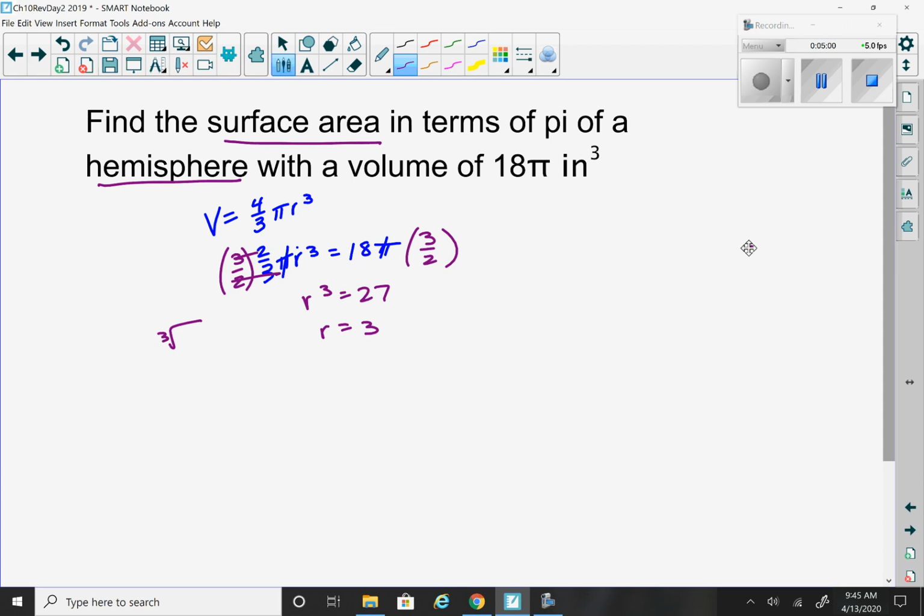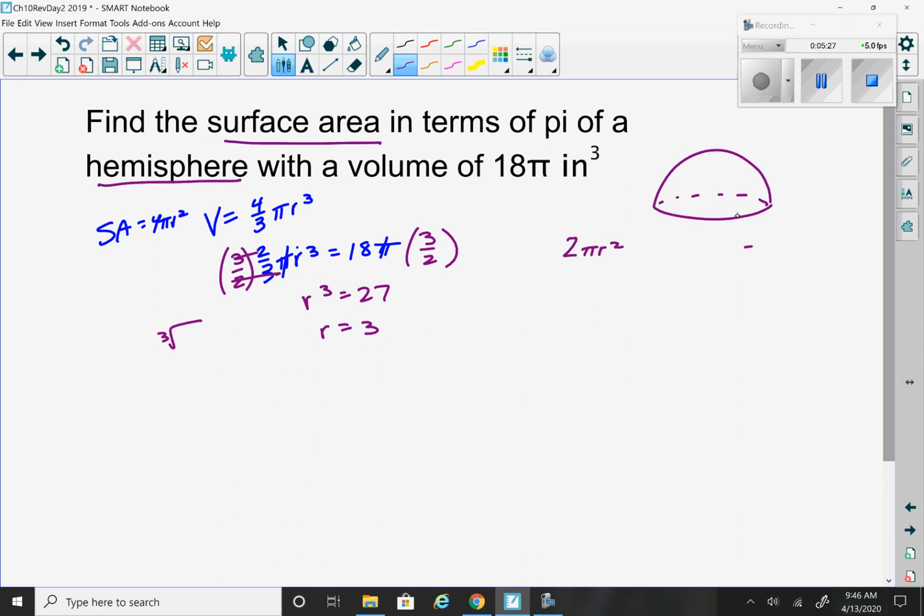When you have a hemisphere, you don't need to draw the shape, but you have the dome portion on top, and then you also have a circular base, right? So there's two parts to the surface area of a hemisphere. You've got half of the surface area of a sphere. The surface area of a sphere is 4 pi r squared. So a hemisphere is half of it, that's 2 pi r squared.